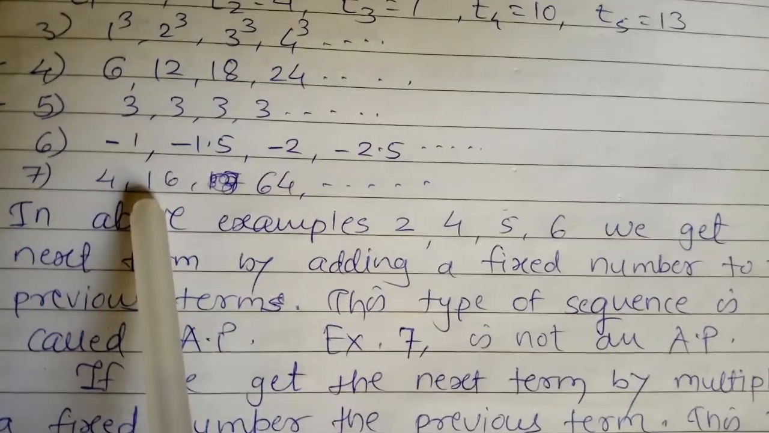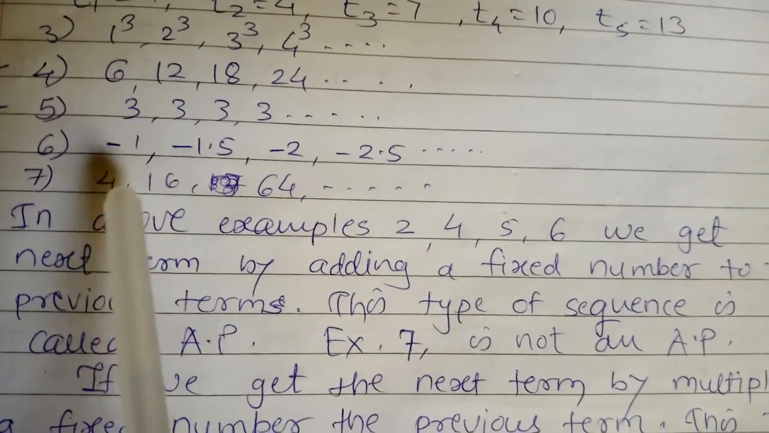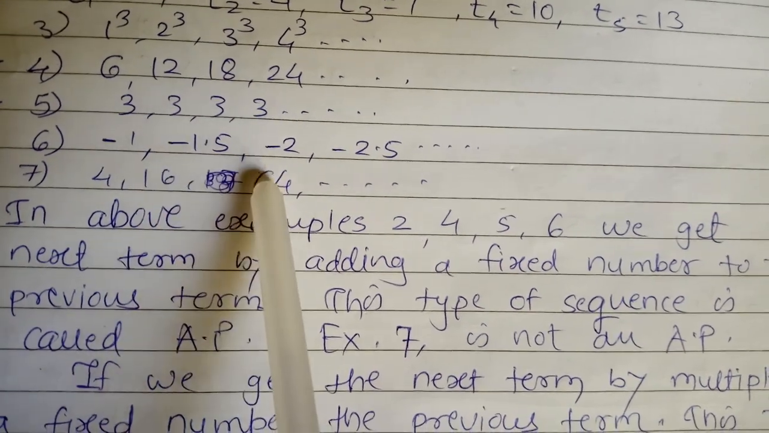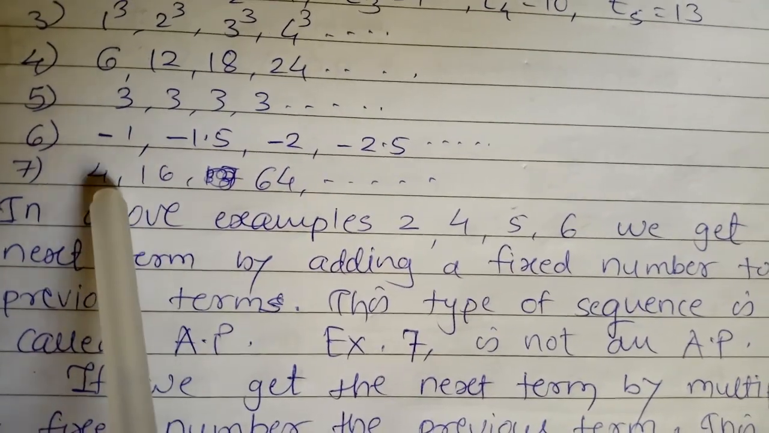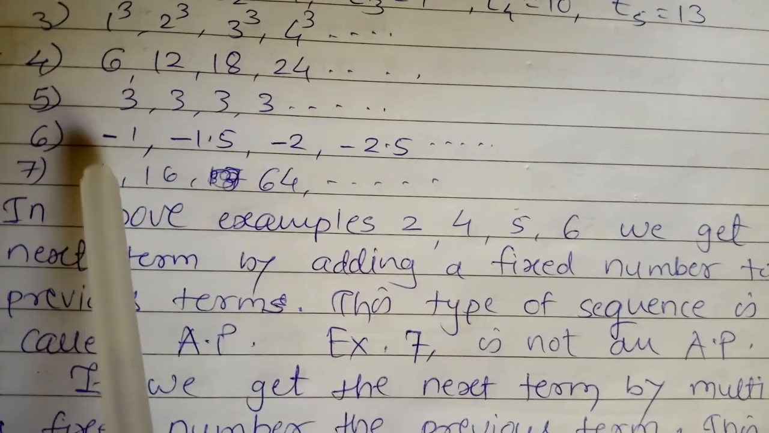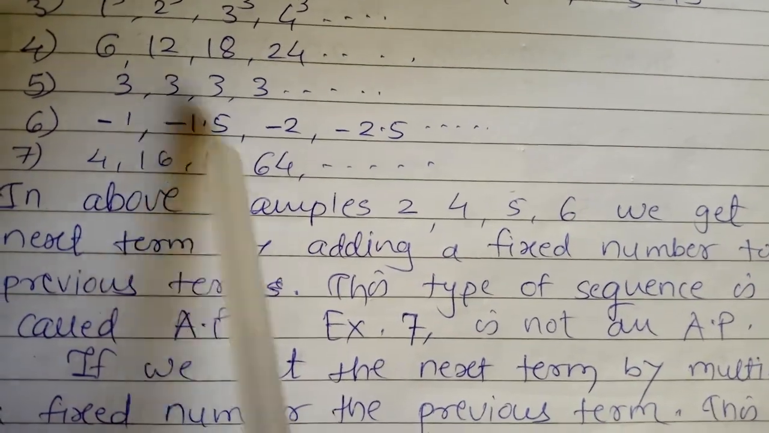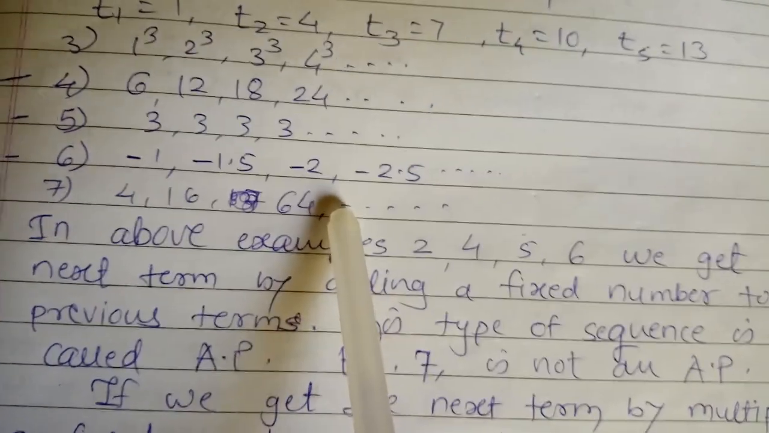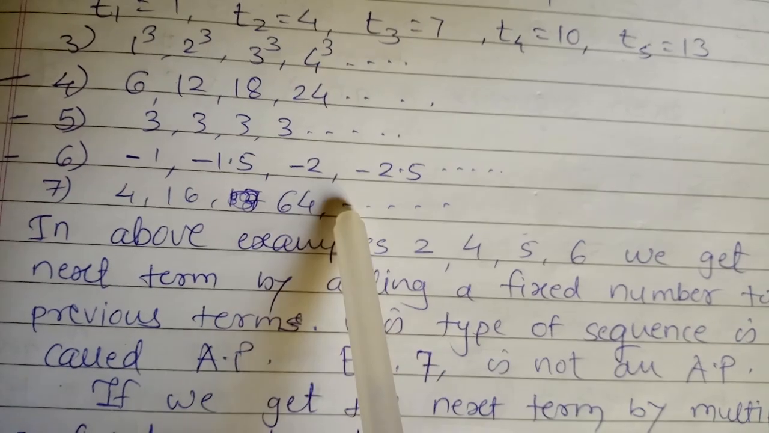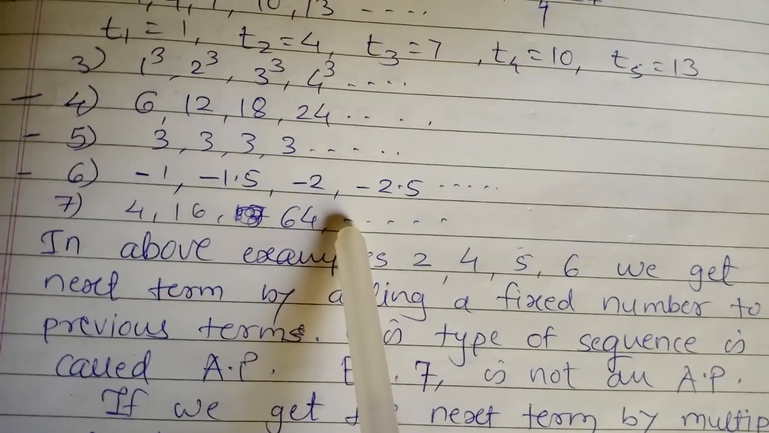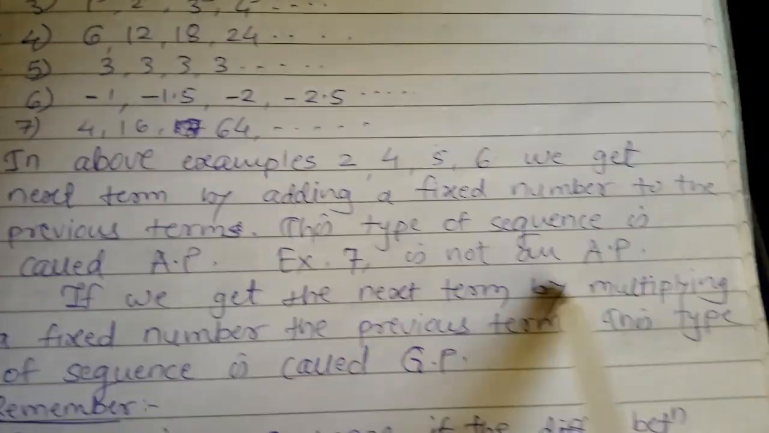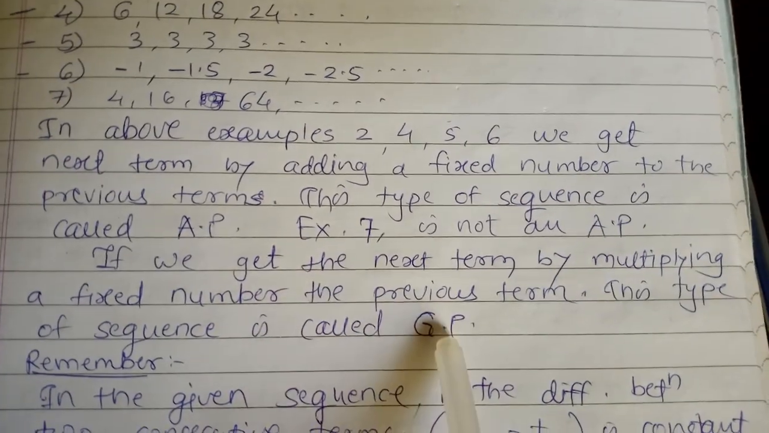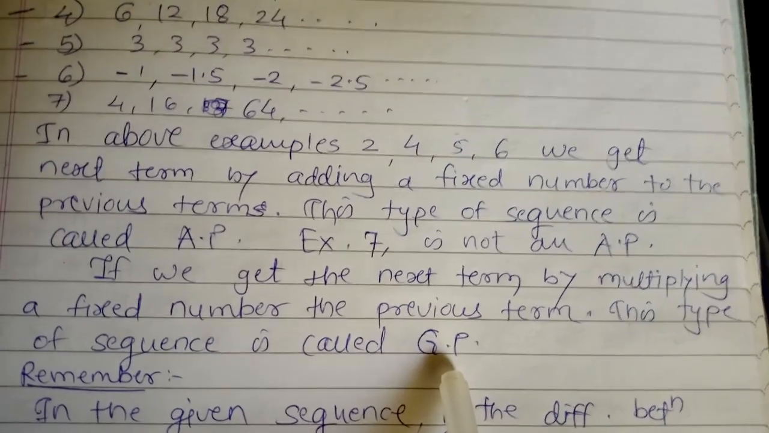Now see example number 7, that is 4 4s are 16, then 16 4s are 64. Here there is a multiplication, meaning when we multiply the previous term, 4 into 4 we get 16, 16 into 4 we get 64. So it's not a common difference, so it's not an AP, it is a GP, that is geometric progression. If we get the next term by multiplying a fixed number to the previous term, this type of sequence is called a GP, that is geometric progression.